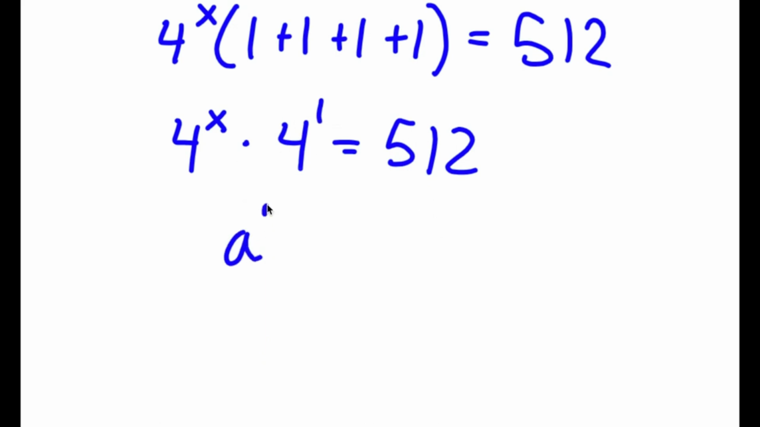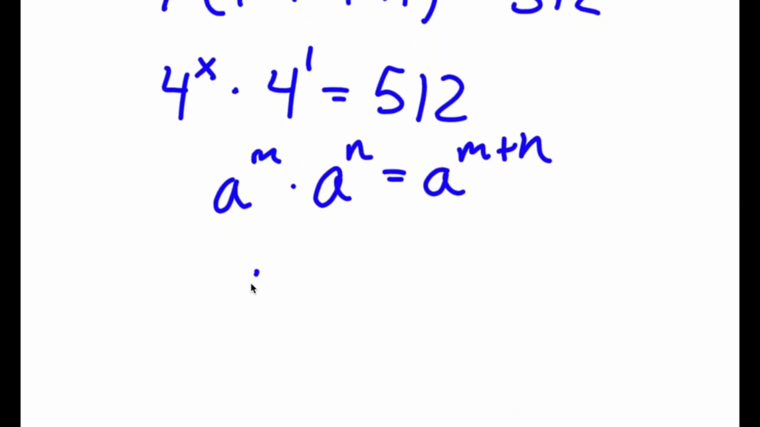So if I have something in the form a to the power of m times a to the power of n, this is equal to a to the power of m plus n. So 4 to the power of x times 4 to the power of 1, that's going to equal 4 to the power of x plus 1, which is equal to 512.